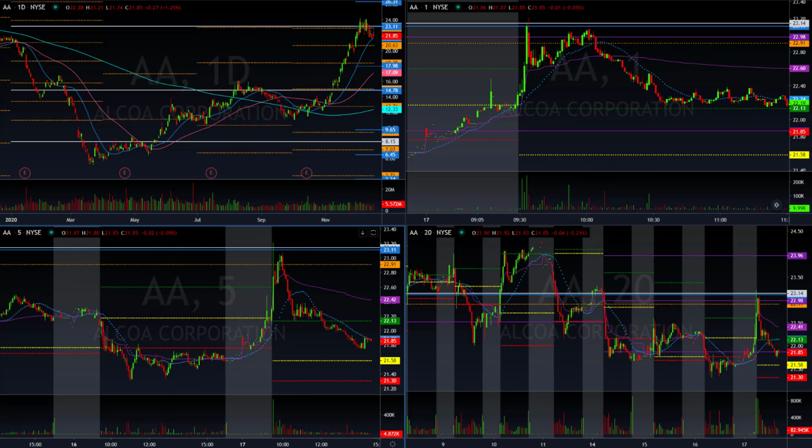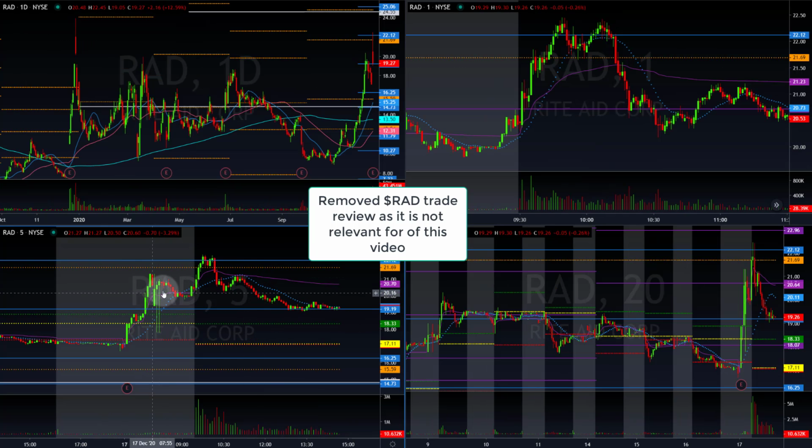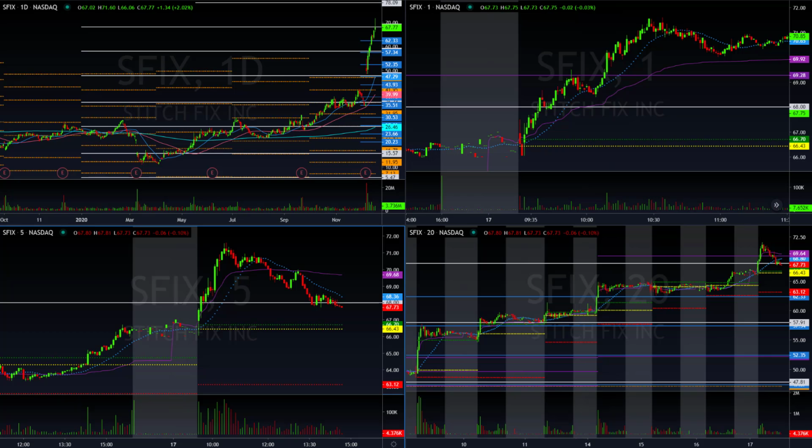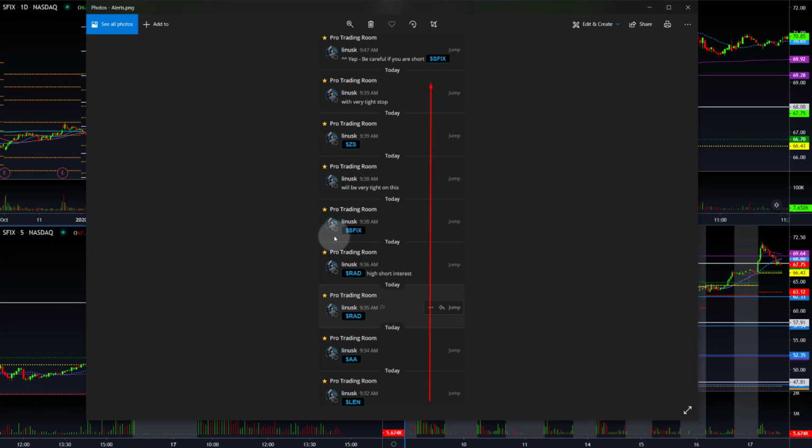And the next one is, let's go to SFIX. This is the trade I want to talk about, really. So SFIX, I alerted the room at 9:38 a.m. Also mentioned, will be very tight on this. So what I mean by that is I'll be very strict about my stops. I'll not look to add or anything like that.